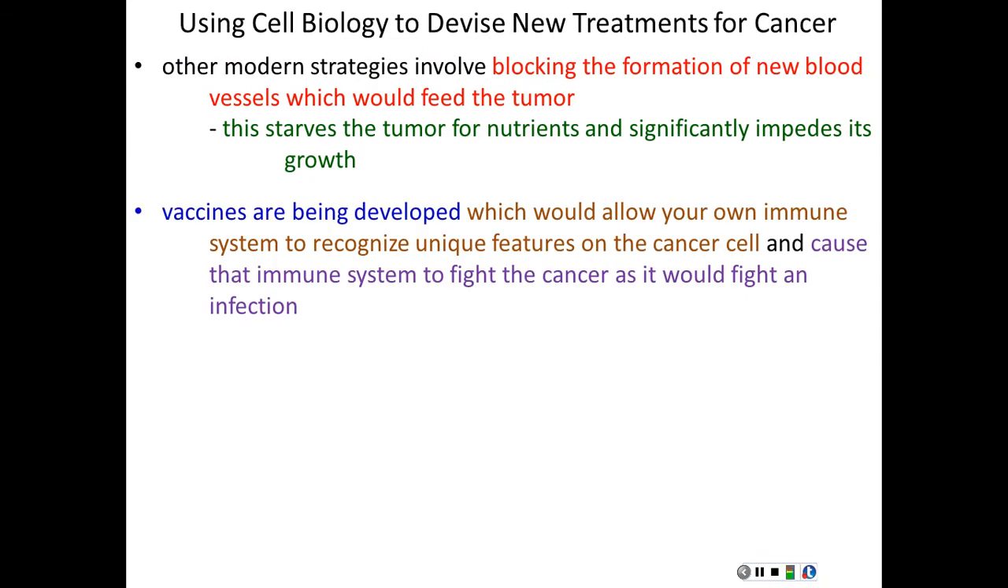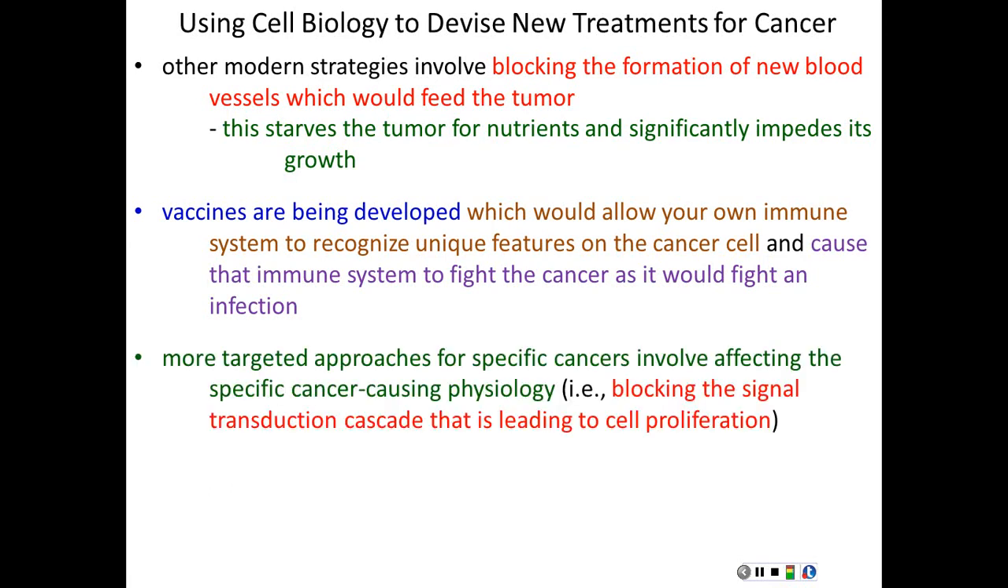Vaccines are also being developed, which would pre-program your immune system to recognize unique proteins that are only on the surface of cancer cells. You would essentially have your immune system cells fight the cancer cells, the way that it would fight a foreign pathogen, if we can train the immune system to see cancer cells as foreign.